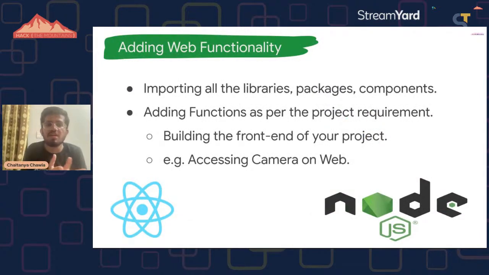Adding web functionality. So adding web functionality includes importing all the libraries, packages, components, everything related to web. This step is the first step for you to build the machine learning app. And then the next step is adding functions as per the project requirement. So building a front end of your project, or access if you are building an object detection app, then accessing camera. If you are building, let's suppose, a pose detection app, then also accessing a camera. So this step is adding web functionality.